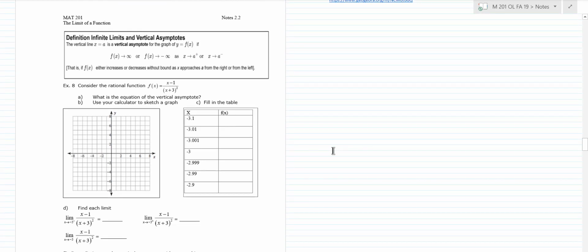All right, so let's move to the next page, continuing this discussion. What this is saying is that a vertical line x equals a is a vertical asymptote for the graph if f of x approaches infinity or -infinity as x approaches a from the left or right. So the graph's always going to approach infinity or -infinity around a vertical asymptote. That means it's going to increase upwards or decrease downwards without bound.